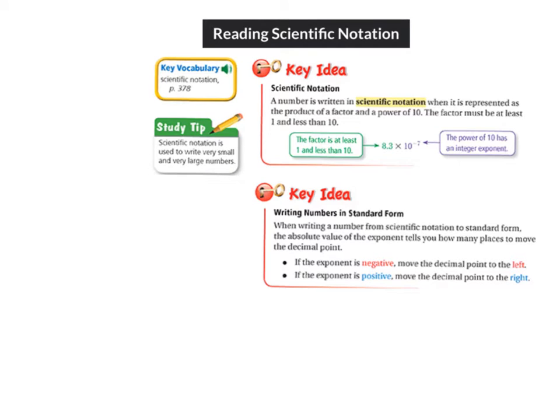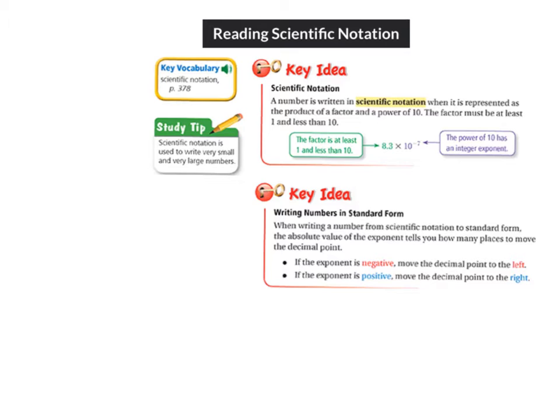All right, good morning. We are going to learn about scientific notation. Scientific notation is used to write either very, very small numbers or very, very large numbers. You have two key ideas. Make sure you write these in your journals. The first one is talking about scientific notation.